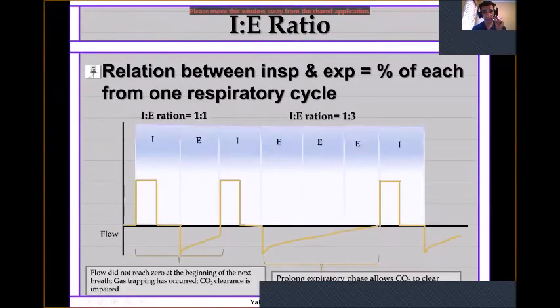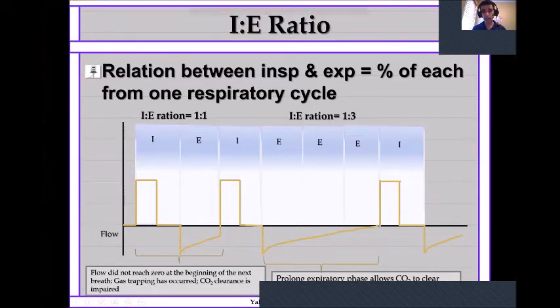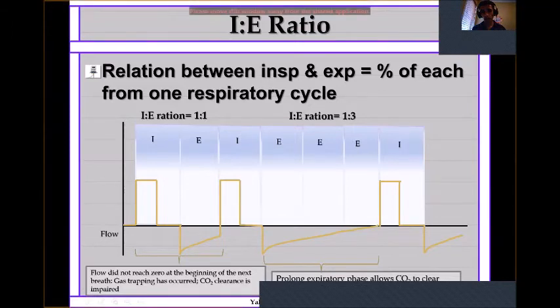So you can see here that the inspiratory time is one section and the expiratory time is another section. Inspiration, flow, expiration. Remember, this is flow: positive is inspiration, negative is expiration. So you have inspiration, expiration. Inspiration, you can see that the expiration is very long. So you can have 1, 2, 3. So you have a ratio of 1 to 3.